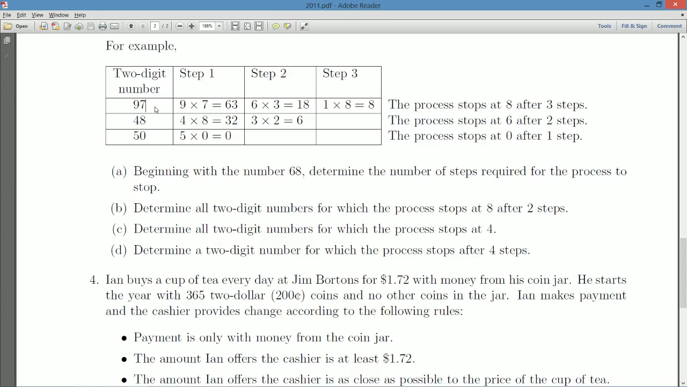So please, this is the way I'm going to do it. If you have a better way of doing it, please leave a detailed description in the comments, because I would love to know a better way to approach the D part. But just determining a 2-digit number for which the process stops after 4 steps, I got nothing to go on.